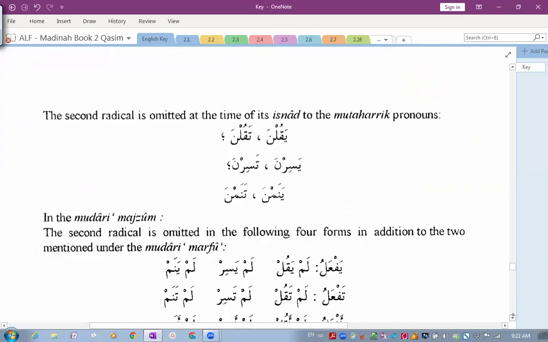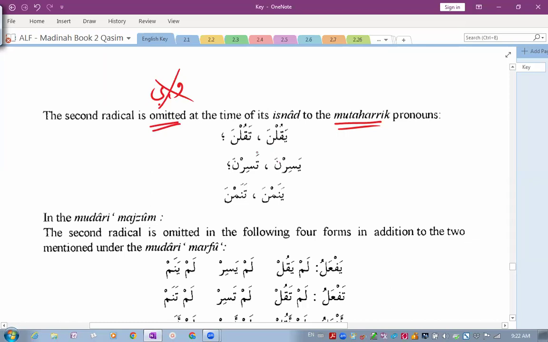So with regards to the mudare, what happens is that with the mutaharrik pronouns, which are only two in terms of mudare, hunna and antunna, when you reach hunna and antunna, you will drop the harfu illa, which is the weak letter. So a waw or a ya will get dropped. So hunna and antunna.